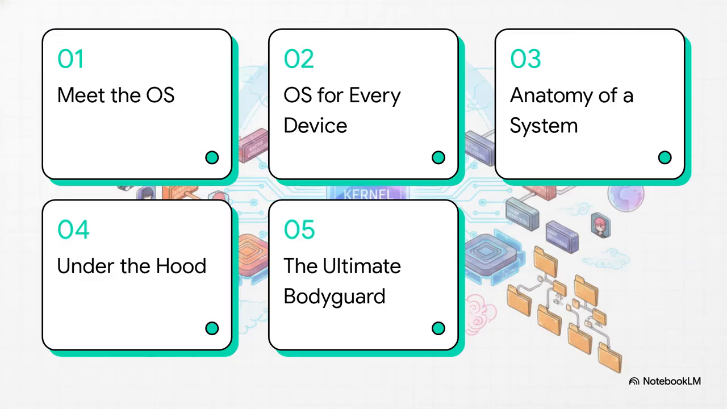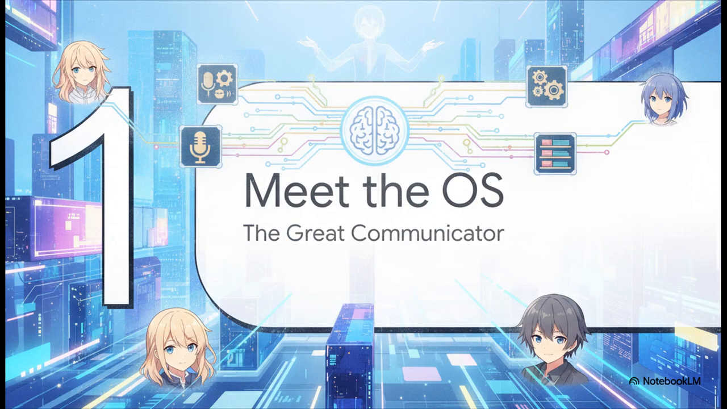Okay, let's dive right into this outline. First, we'll officially meet this unseen conductor, then look at how OSs adapt for absolutely every device out there. After that, we'll map out the anatomy of a system, peek under the hood, and finally wrap up by meeting the ultimate bodyguard. So, Section 1, meet the unseen conductor, the vital intermediary between you and your raw hardware.